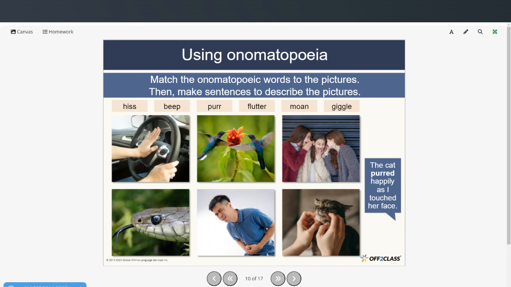So match the onomatopoeic words to the pictures and then try to make some sentences to describe the pictures. So here's an example. The cat purred happily as I touched its face. So purr goes with cat.